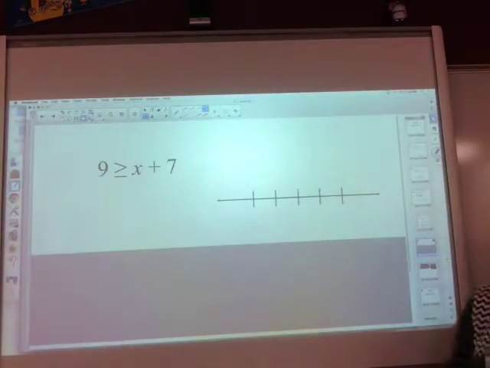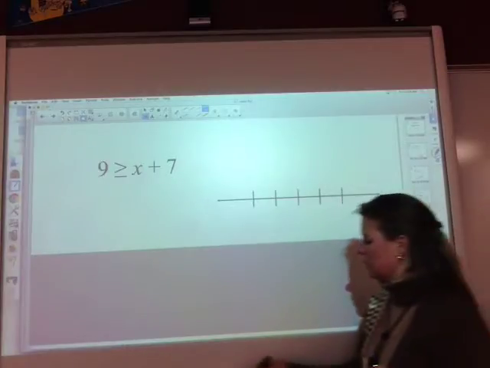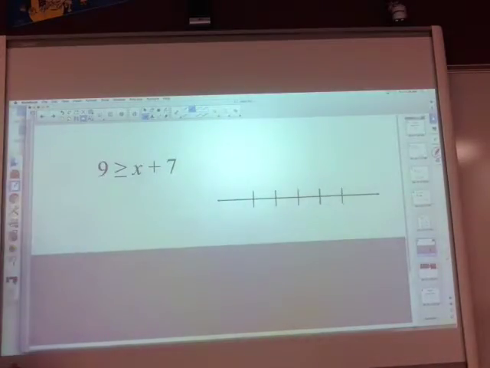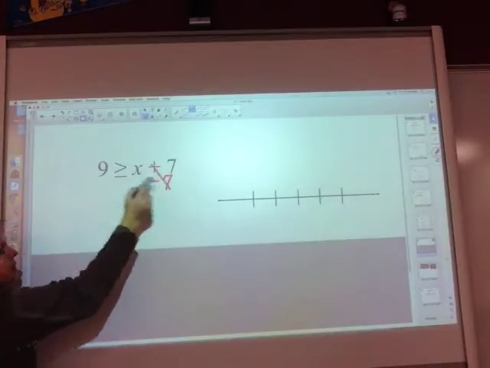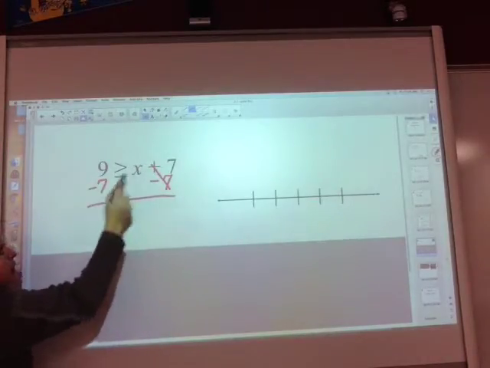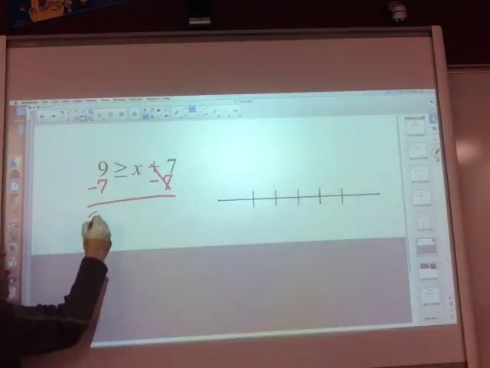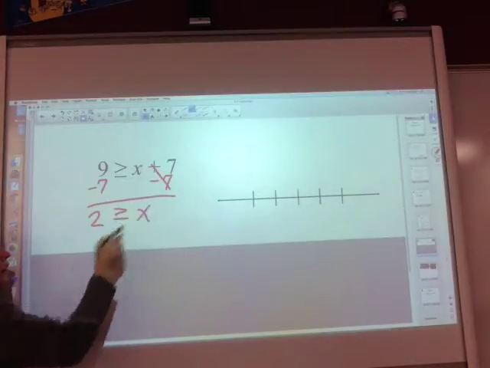This one's a little trickier, so we'll do this one together. Notice the X is on the other side of the inequality. That's okay. We've solved them like that with equal signs. I'll go to the other side of the board. We're on the other side of the inequality. I'm still going to get X isolated. We need to get the variable by itself. Subtract 7, you get 2 is greater than or equal to X.